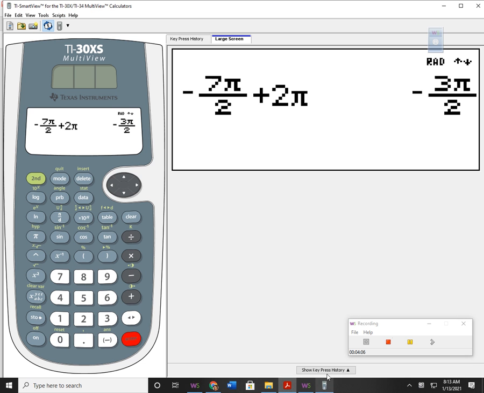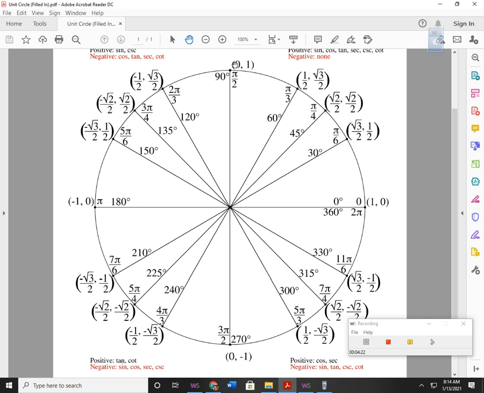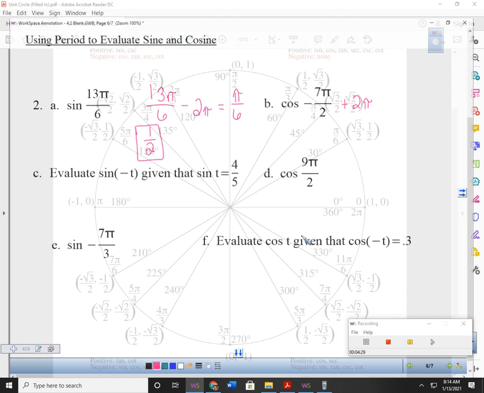Let's see if I'm right. So I'm going to go ahead and add another 2 pi. And I end up at pi over 2, which is what we said when we counted around backwards, right? That's the same angle as pi over 2. So if you look on your unit circle, you're trying to find the cosine of pi over 2, which is your x value. So the cosine of pi over 2 is 0.